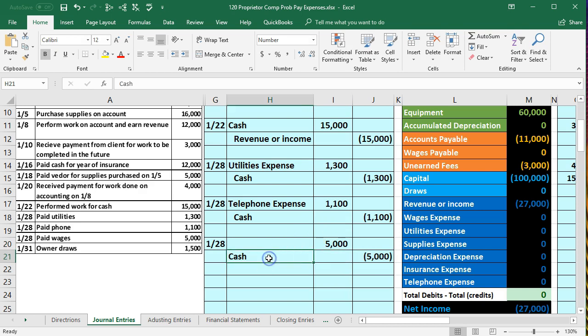Let's indent this as we go. It's probably done for you already. I'll do it here. It's in the Home tab, Alignment group, increase the indentation. And then we just need to know what this account will be. And it will be, of course, wages expense.